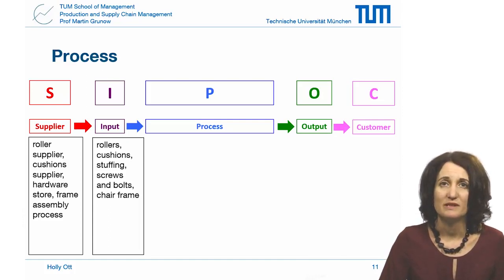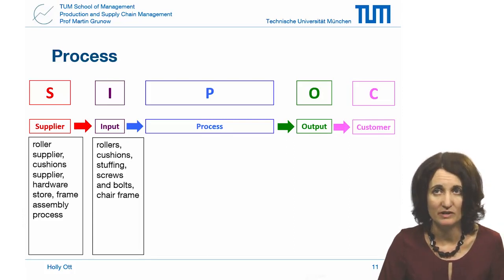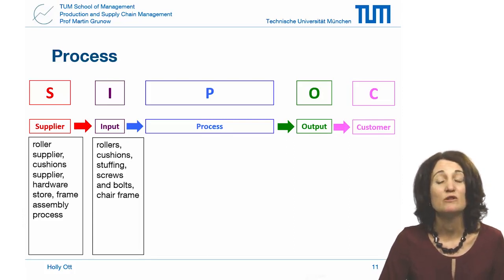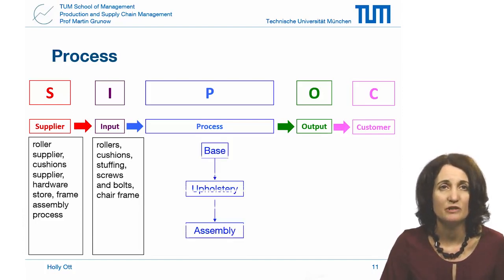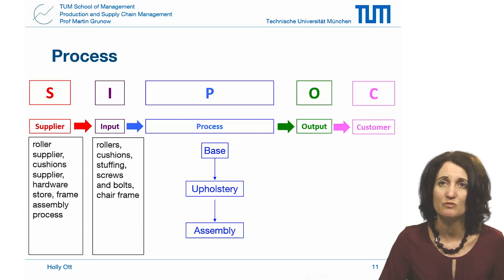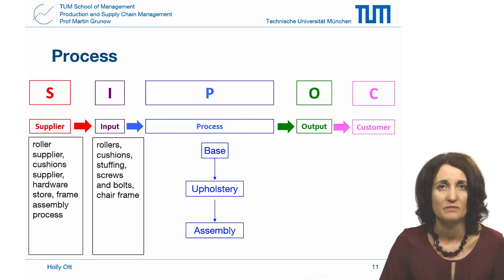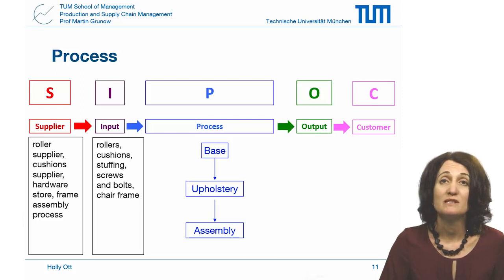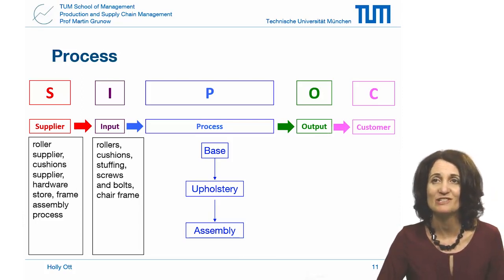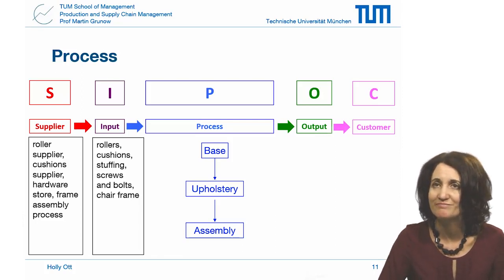Next, we look at the process. And here we have the transformation of the inputs using a sequence of steps to the output. Here we're going to assemble our chair with 3 different process steps that we mentioned before. First, we attach the base to the frame, we add the cushions and the upholstery, and then we finally assemble all the components. But of course, a process can be the steps in completing a service: wash hair, apply conditioner, rinse, dry and style, apply hairspray.